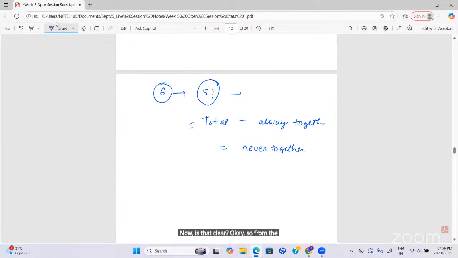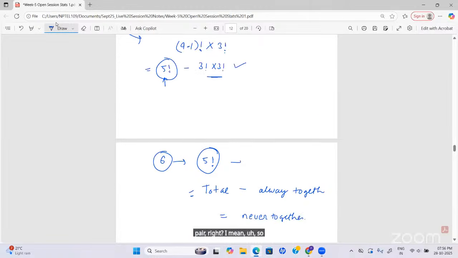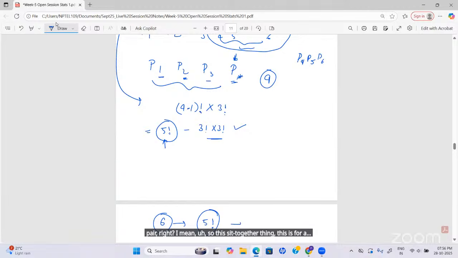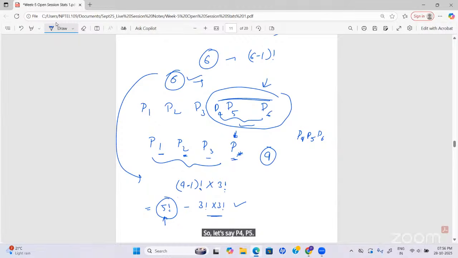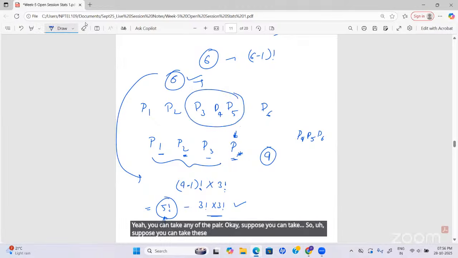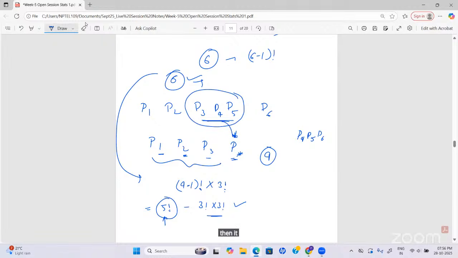Ma'am, this sit together thing is for a particular pair, right? So let's say P4, P5 will sit together. Yes, you can take any of the pairs. Suppose you take these three, in that case we will merge these three. Then it will be P1, P2, and P6, and these three are merged. So those two can be any one of them.